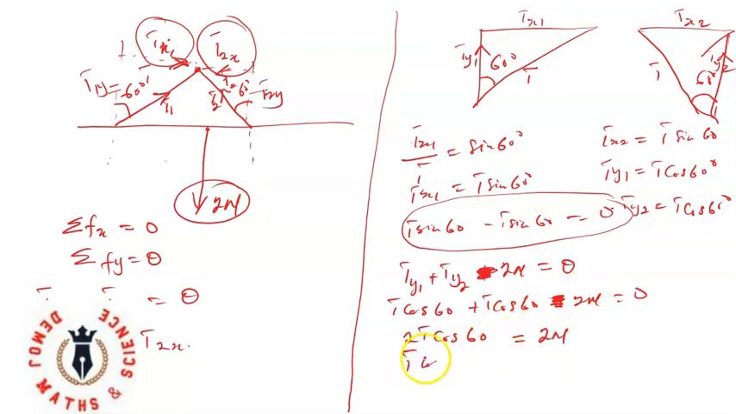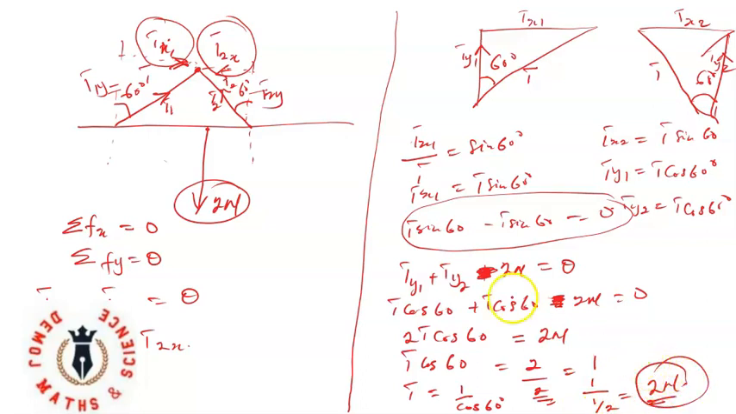Now T cos 60 degrees is equal to 2 over 2, which is equal to 1. Now T is equal to 1 over cos 60 degrees. Cos 60 degrees from SOHCAHTOA is the same thing as half, so this is the same thing as 1 over 1 over 2, which is equal to 2 Newton. So T itself is equal to 2 Newton.